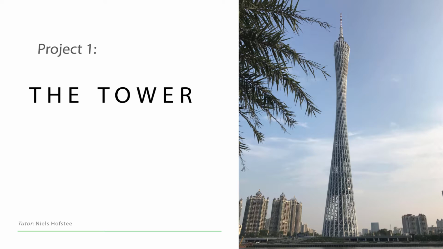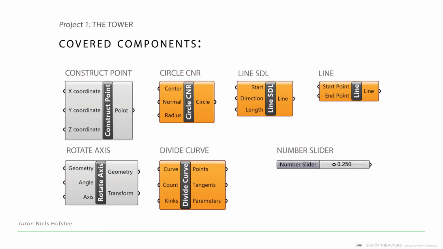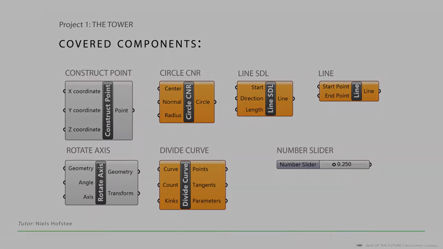I'm your tutor Niels and today we're going to look at the essentials of Grasshopper. We're going to construct points and lines, rotate geometry and have a look at what sliders are. So for the covered components we're going to look at construct point, rotate axis, circle CNR, divide curve, line STL, line and number sliders. And we're going to have a thorough look at how these components actually work. So let's get to it.